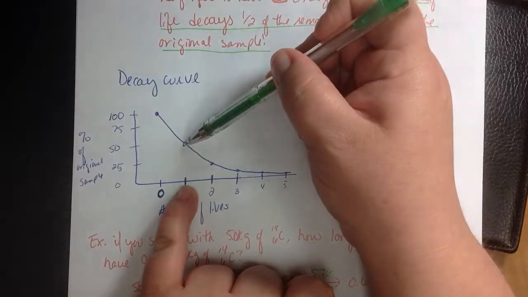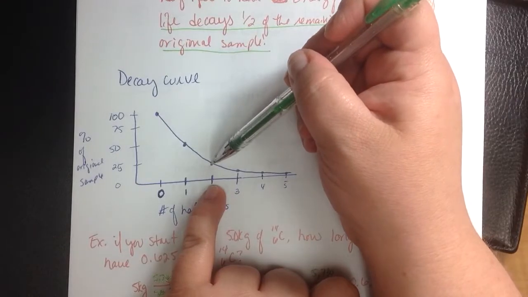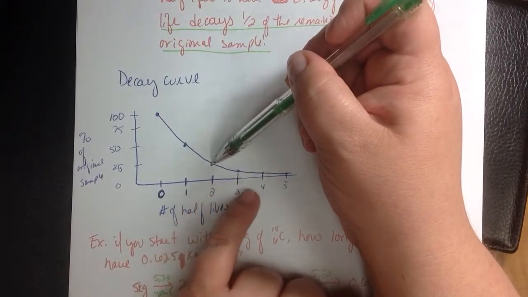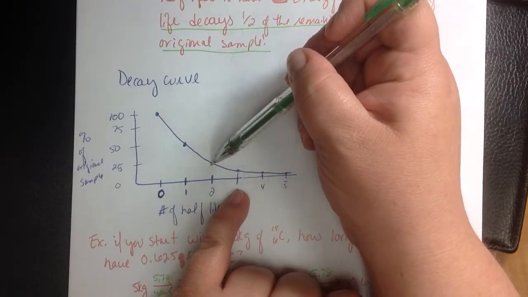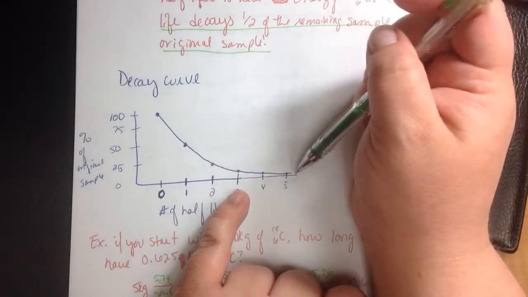It's just like that. So if you consider this as 100% of something you have, at the first half-life, half of it will be gone. At the second half-life, it'll be down to 25%. At the third half-life, half of 25 is 12.5, so it would be there. And so on and so on. Okay?